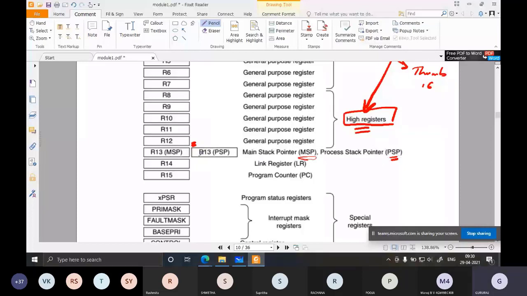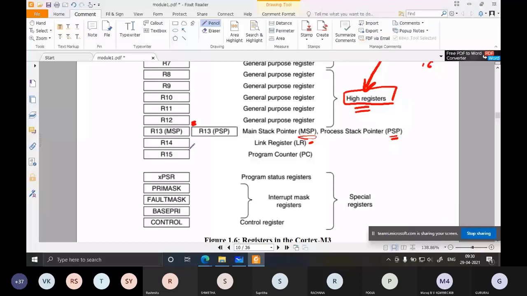Next we come to R14, which is the link register. We shall see in detail what these registers do and what their uses are. Next, R15, which is again a 32-bit register, is the program counter. As I told you, there is a program counter for every processor or controller. It always holds the address of the next instruction to be executed by the processor. That is the use of the PC.